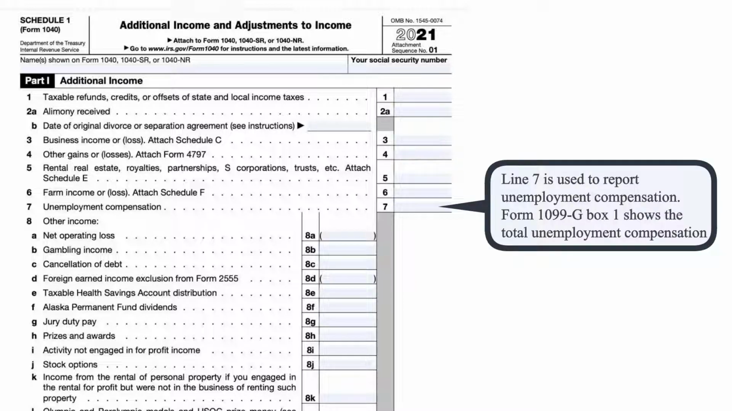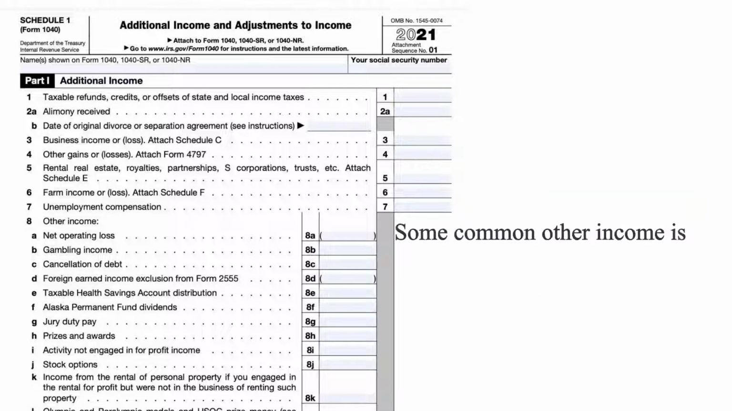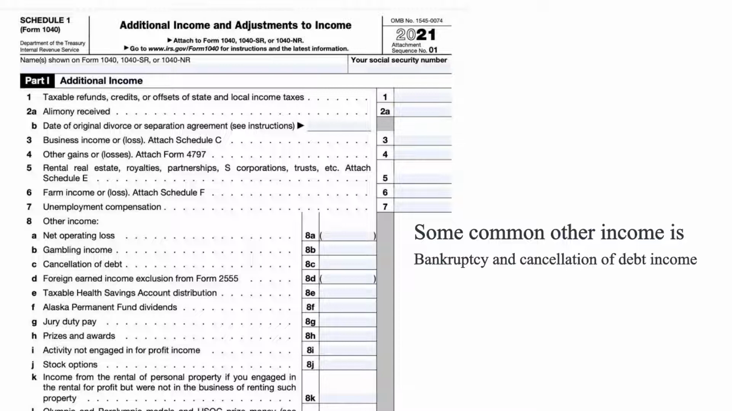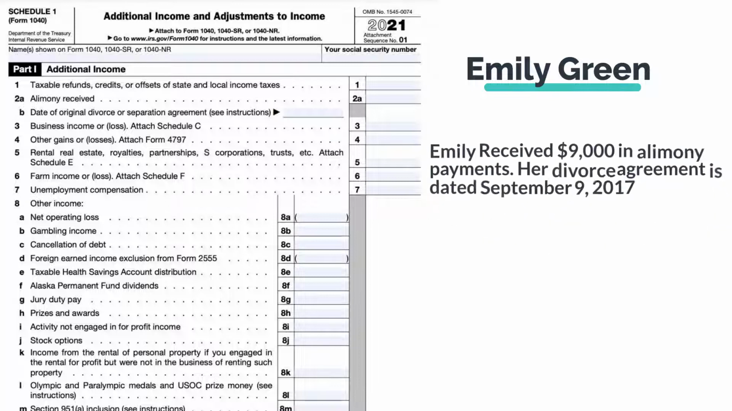Line 7 is used to report unemployment compensation. A taxpayer should receive a Form 1099-G showing in Box 1 the total unemployment compensation paid to them. Line 8 is used to report other income that is not reported elsewhere on the tax return. Some other common income is bankruptcy and cancellation of debt income, gambling, lottery and raffle winnings, or court awards and damages. Using the information we have, we are going to fill out Schedule 1 for Emily.